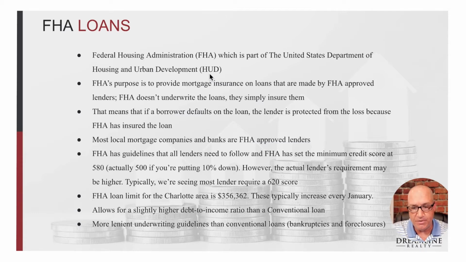But what FHA does do though is they do have guidelines that all of the lenders have to follow. And the FHA has actually set a minimum credit score of 580. Unless you're putting down 10%, then they have a minimum credit score of 500. However, big key here, lenders that give these loans out don't necessarily follow that credit score guideline, right? So a lot of the lenders, even though they could go down to a 580, most of the lenders around Charlotte are going to require a 620 or a 640 credit score because they want to be protected as much as they can from making bad loans.